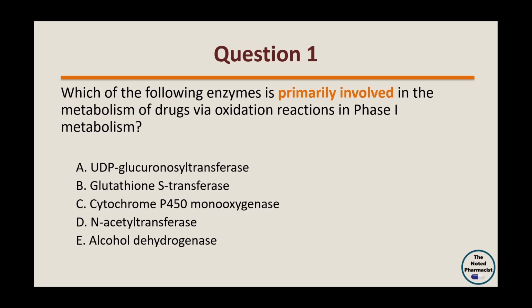Which of the following enzymes is primarily involved in the metabolism of drugs via oxidation reactions in phase 1 metabolism? Option A, UDP-glucuronidyltransferase. Option B, glutathione S-transferase. Option C, cytochrome P450 monooxygenase. Option D, N-acetyltransferase. Option E, alcohol dehydrogenase.